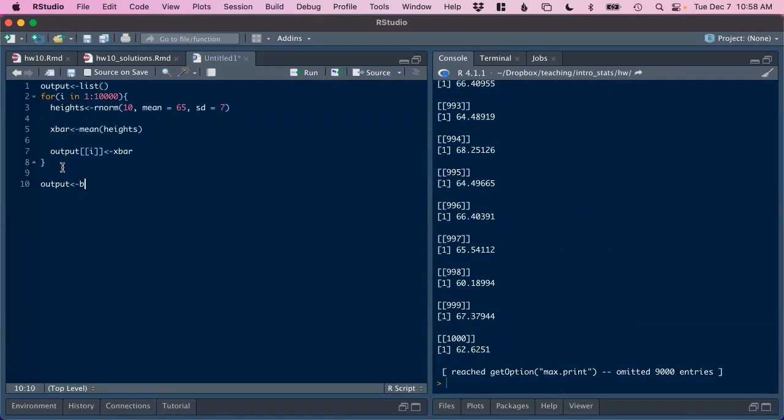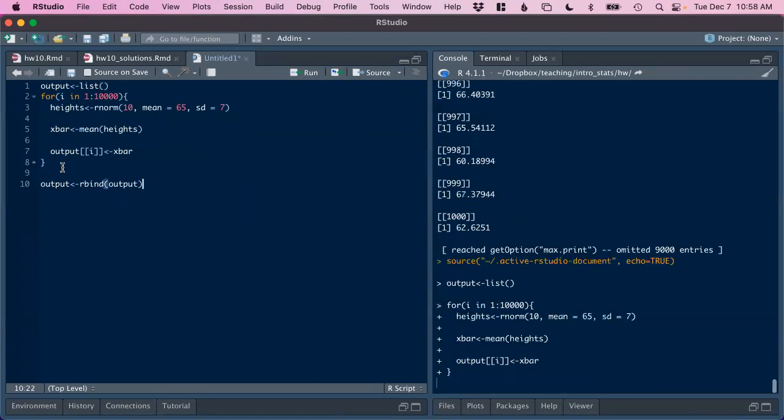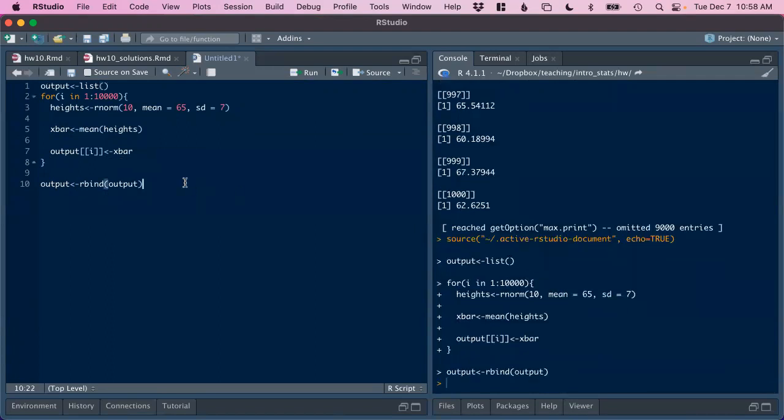I'm going to do rbind to reduce it to a data frame. And then let's look at a histogram of it. Anyone want to guess what shape that histogram is going to look like? What does the central limit theorem tell us this is going to look like? It will look normal.